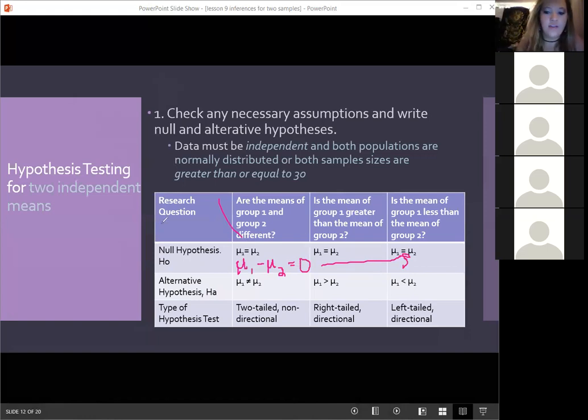And like I said, our types of hypothesis testing are always going to be the same. For our two-tail, we're going to have our not equal to, right tail greater than, left tail less than. So that's that there.